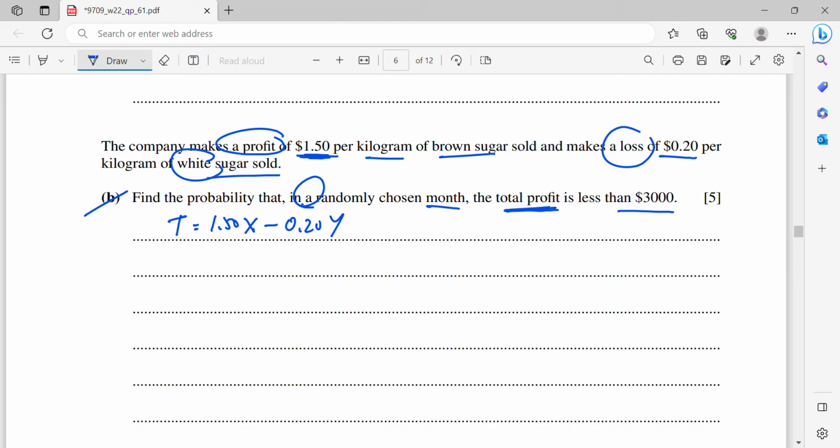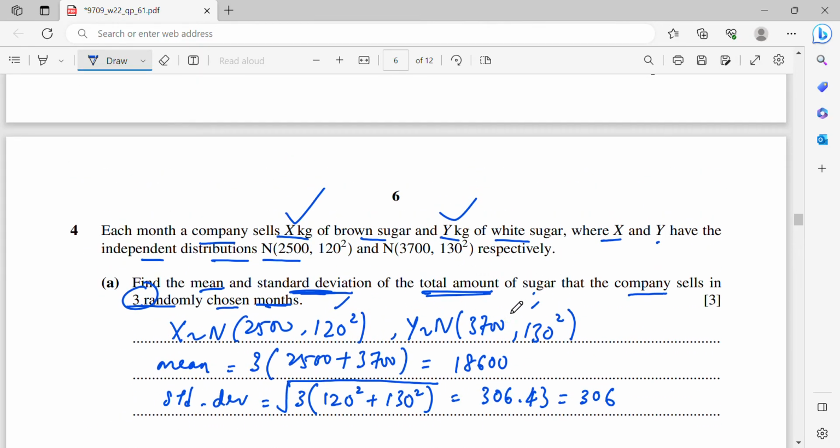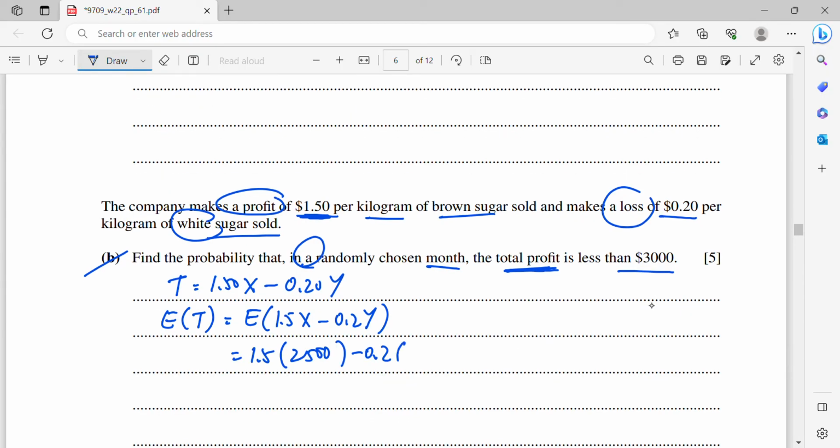Since we know that X and Y are normally distributed, now we need to get the mean and variance for the T. So expected value for the T will be expected value of 1.5X minus 0.2Y. Okay, so from here it will be 1.5 E(X). E(X) is 2,500, the mean. Okay, minus 0.2 E(Y). E(Y) is going to be the mean for the Y, 3,700. So now your mean is 3010.